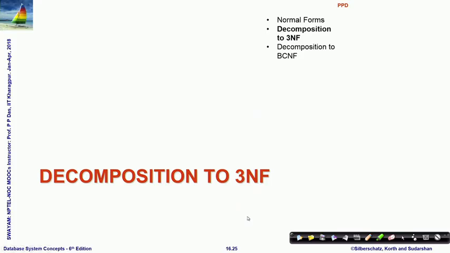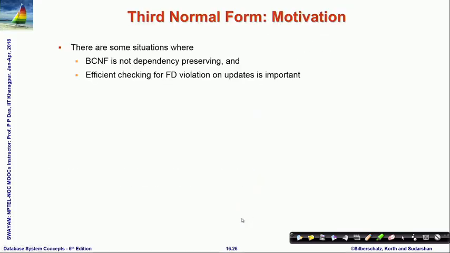So, now what we will take a look into is, if I am given a relational schema and it is violating any one or more of these conditions, so that the schema is not in third normal form, then how can we decompose it into third normal form.